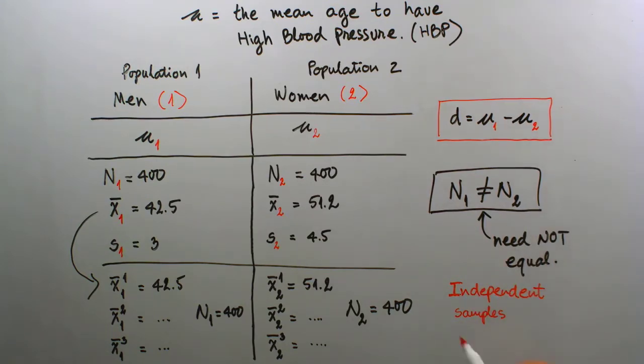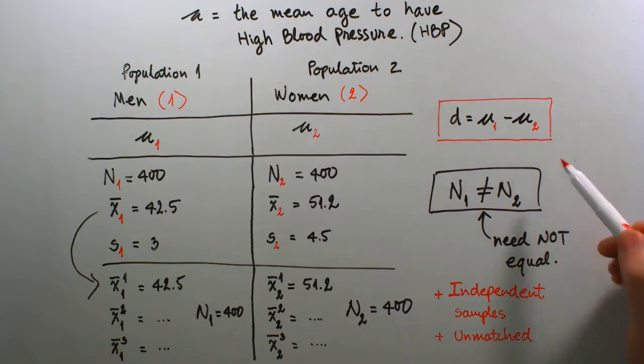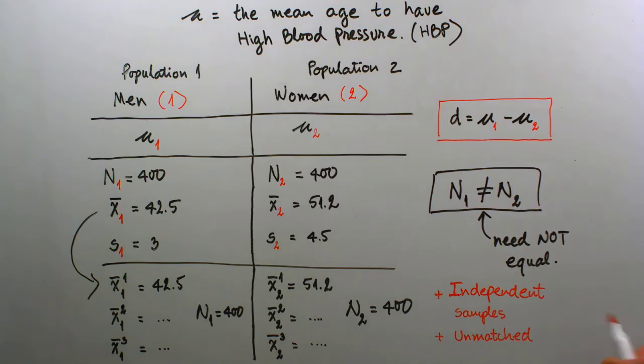These two are independent samples, and further, they are unmatched. So find my other videos at some point to understand what matched samples are, but these are unmatched. And that's why they are allowed to have different sample sizes. Unmatched or unpaired.